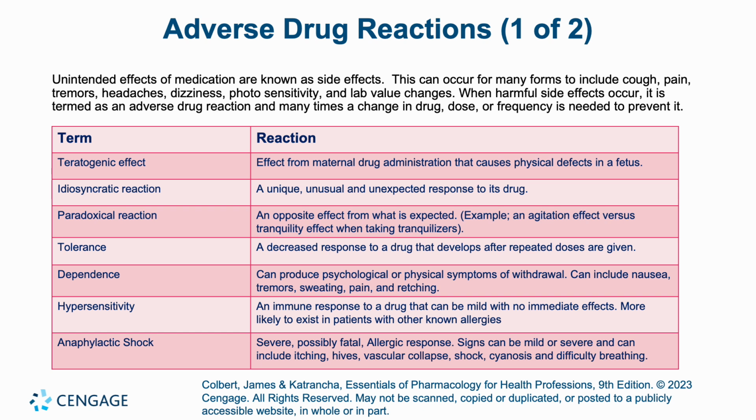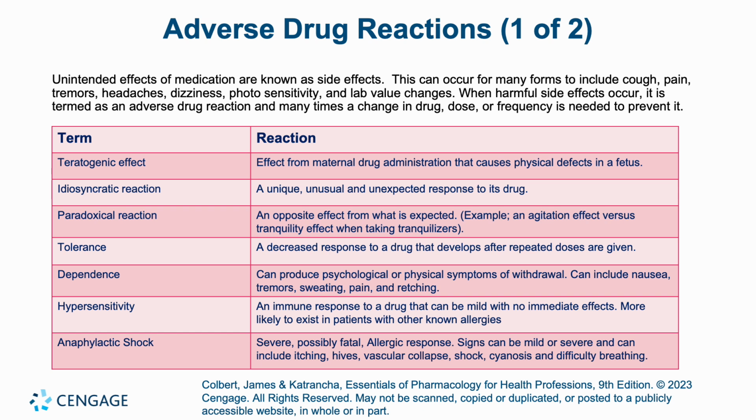Here's some terms I want you to be aware of in this table. The first one is teratogenic effect, and that is an effect from a maternal drug administration causing physical defects in a fetus. So when given to a pregnant individual, the teratogenic effect means that this drug can cause the baby to be born with physical defects or cause the fetus to have physical defects, and that could even lead to death prior to the birth.